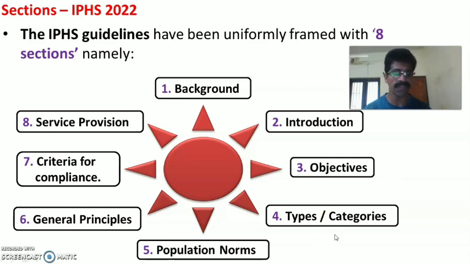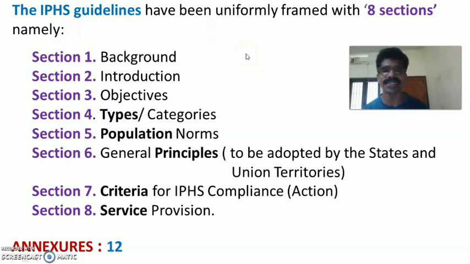So classification of health centers, then population norms or population coverage of that particular health center, then general principles to be followed by the health centers, then criteria for compliance to maintain the standards in an actual setting. What criteria have to be followed by the health centers, that is criteria for compliance, and what different services are provided and what infrastructure must be available in the particular health center to maintain quality health services. Thus, there are 8 sections in the IPHS standards 2022.